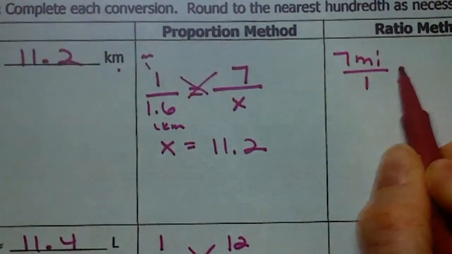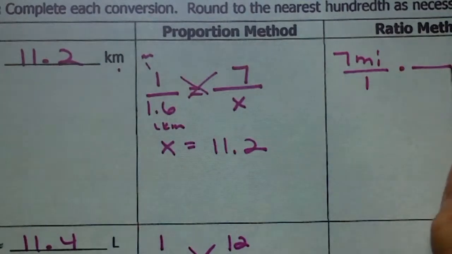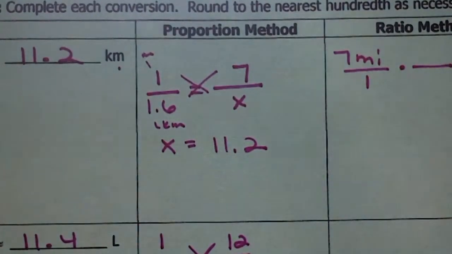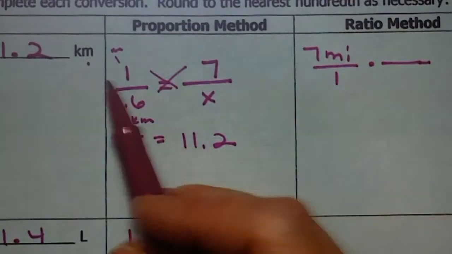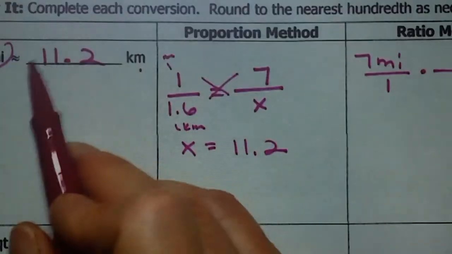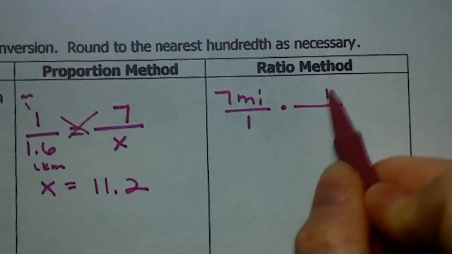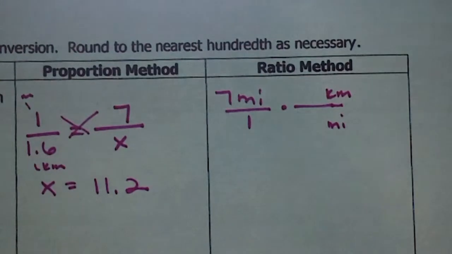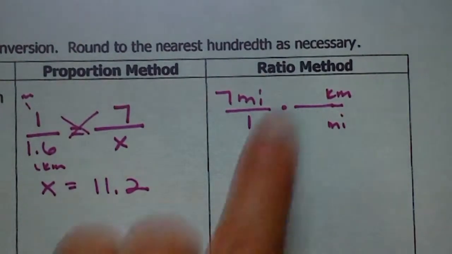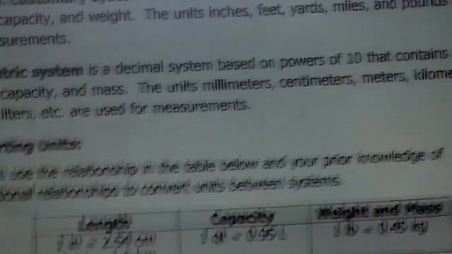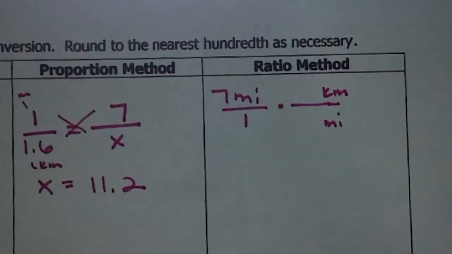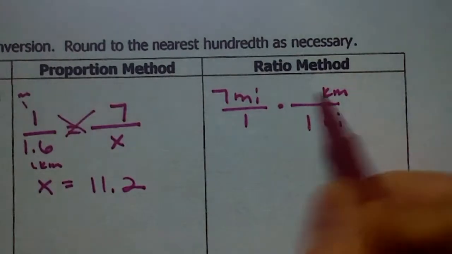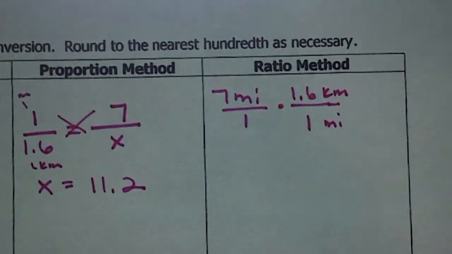I am supposed to multiply that by the conversion given in my chart. And I want the unit that I want to end up with to be in the numerator. So I'm trying to get from miles to kilometers, so I'm going to put kilometers up here. And I need to put miles down here because that's the unit that I want to cancel out. When you look at your chart, kilometers and miles, it says here that 1 mile is 1.6 kilometers. So I'm going to write 1 next to the miles and 1.6 next to the kilometers.